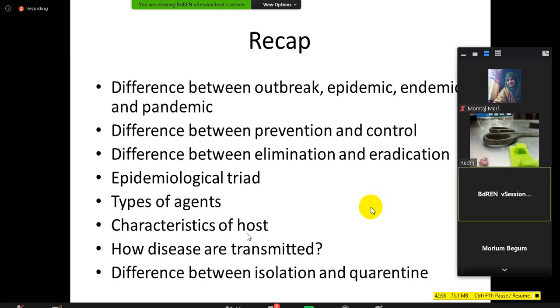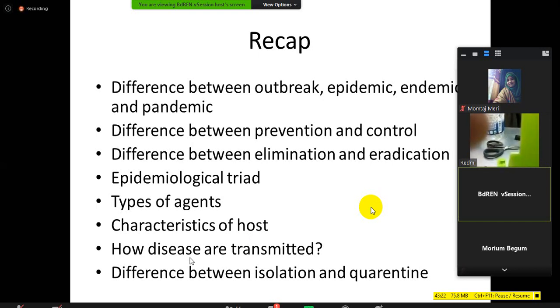Now let us talk about the host characteristics. Host means susceptible host. The host characteristics are mainly age, gender, area of residence, genetic predisposition, and family history. These are all the host characteristics. We also discuss how diseases are transmitted.